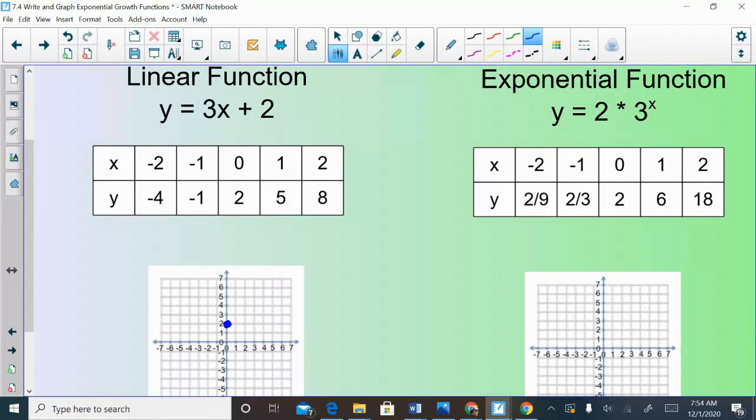And the slope is 3, which means that between consecutive x values, we are adding 3.